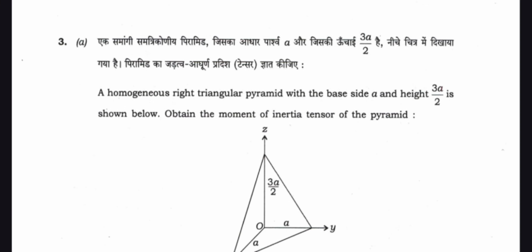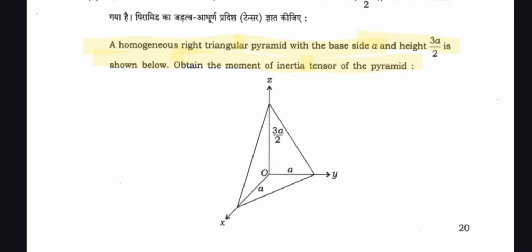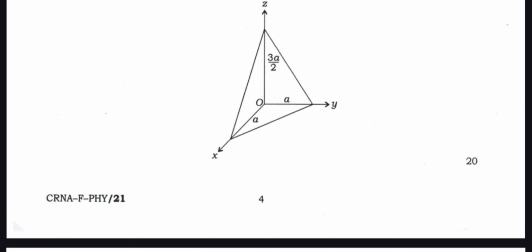And question number 3a. A homogeneous right triangular pyramid with a base side a and height 3a by 2 is given below. Obtain the moment of inertia tensor of the pyramid. So question number A is here. So this is the diagram. So figure is next.